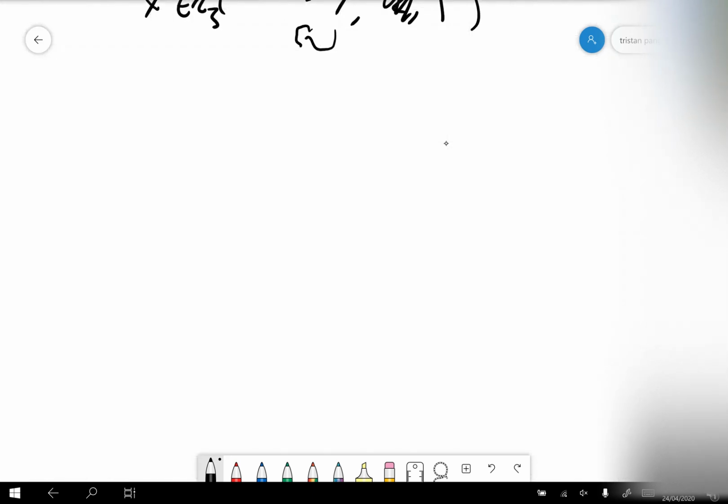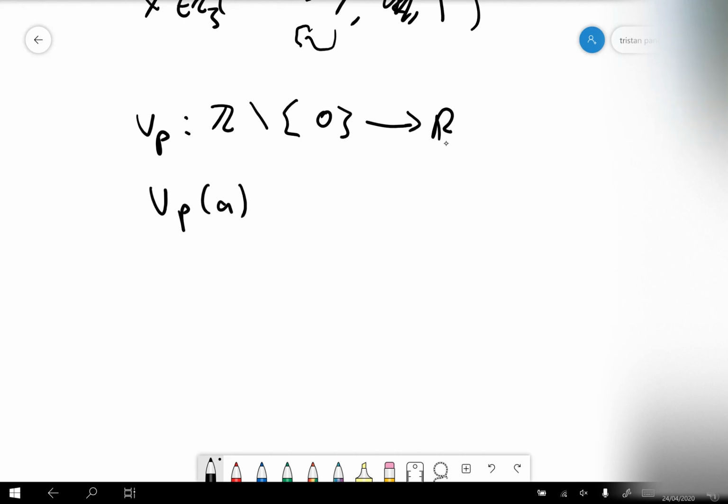So we let p be in the integers, and we always say p is a prime for this whole thing. We define the valuation v_p, a function from the integers except for 0 onto the real numbers, where v_p of a is the index of the first non-zero entry.